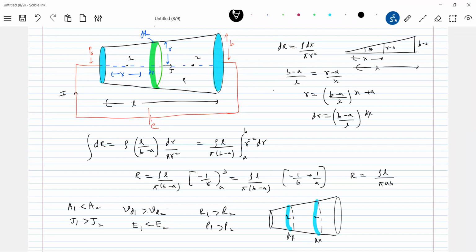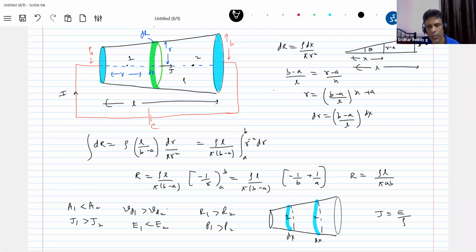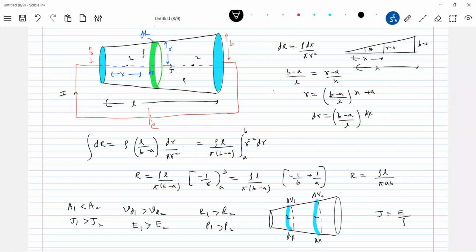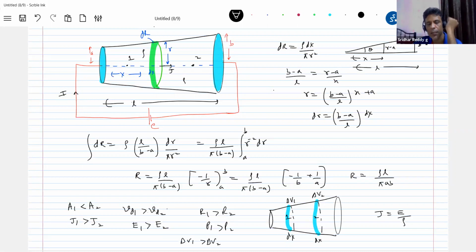How did you get the relationship for E, sir? J equal to E by rho, no? Same resistivity, no? The material will have uniform resistivity. Can you say anything about potential differences? What is the expression for potential difference? E dx. E1 greater than E2, so with the same dx, delta V1 greater than delta V2. So every numerical, irrespective of shape, I took here a truncated cone or tapered rod.